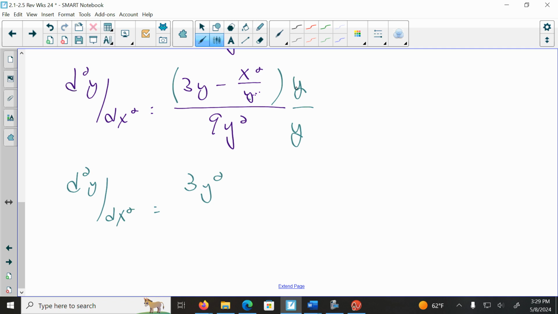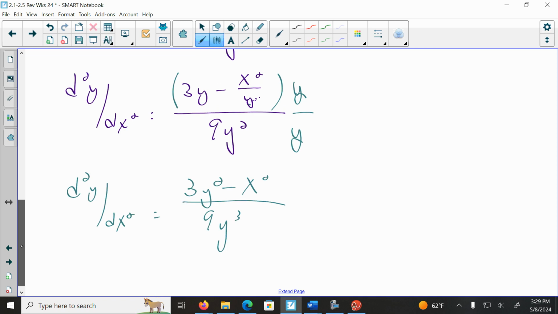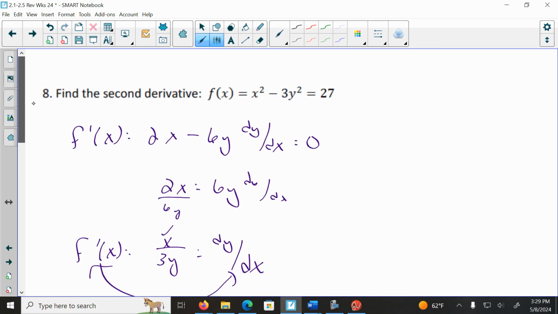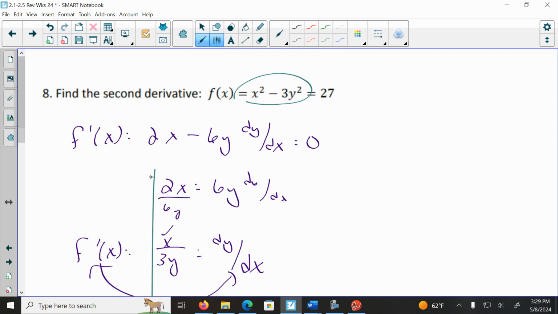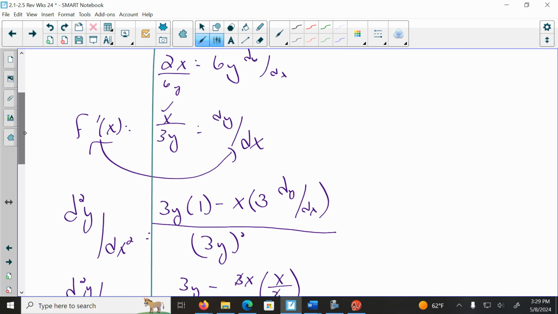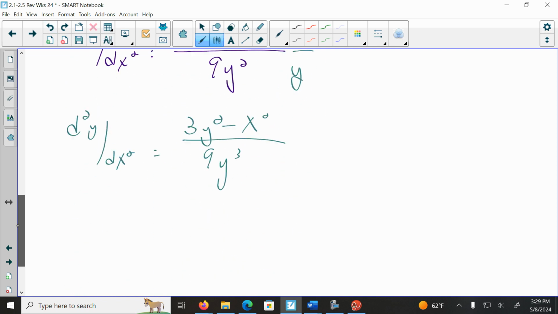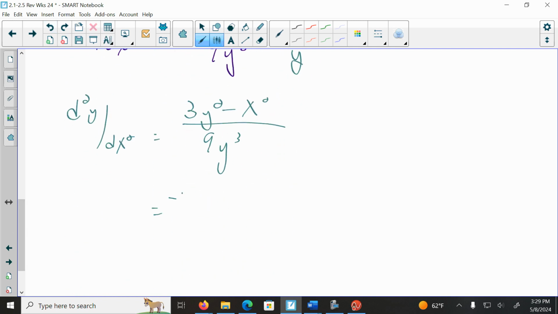These y's will simplify, minus x squared all over 9y to the third. Now, chances are, and while it seems to always happen, that's going to look like something like this. Well, the x squared is positive, the 3y is negative. So I'm going to factor out a negative. I'm going to think of this as a negative 1 times, now my x squared becomes positive, my y squared becomes negative, and this is still over 9y cubed.